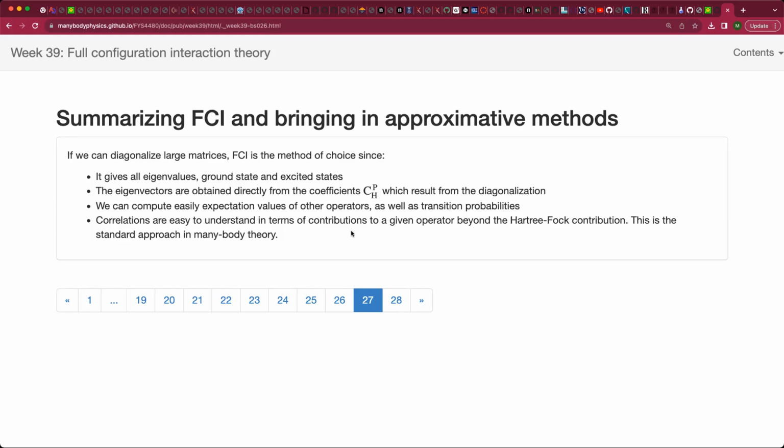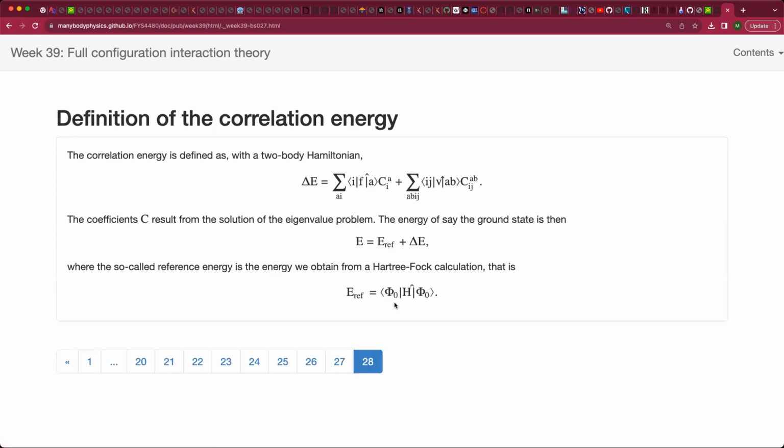Correlations can easily be understood in terms of contributions to a given operator beyond what we will call the Hartree-Fock contribution. And I'm going to discuss this. We're going to start to scratch the surface of Hartree-Fock theory at the end of the lecture today. And this is something which we will start with next week. The thing which I just wanted to remind you of is that we can now define the correlation energy in terms of the expressions which you see here.